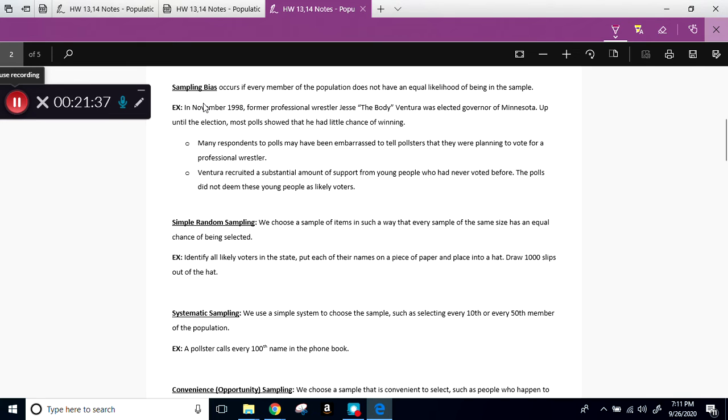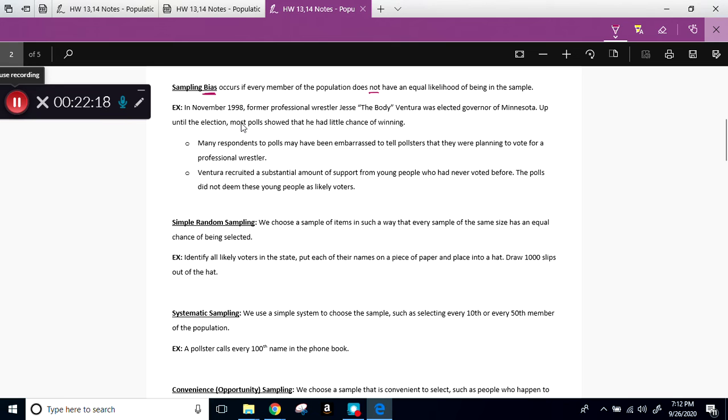So maybe you take a sample from a school that goes through the 12th grade, and you're really trying to get all students, including college students. Well, it's a sampling bias, because if everybody you're asking questions of is in high school, then you're not getting a true picture, because you're not getting any college kids in there. So we need to have every member. Sampling bias occurs if every member of the population does not have an equal likelihood of being in the sample. So let's look at this.